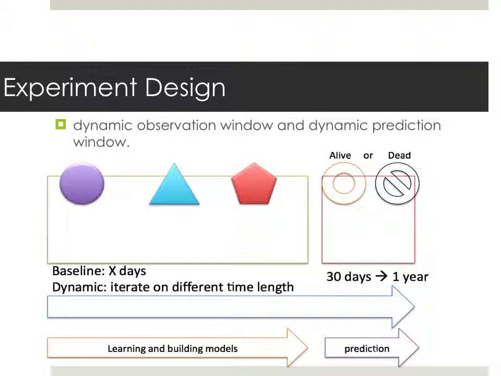So the experiment design is actually pretty straightforward. We define an observation window and a predictive window with different time lengths. The observation window is from 100 days to 2,000 days, and the prediction window is from 30 days to a year. And then we use different models to do the machine learning and prediction, and compare those windows.